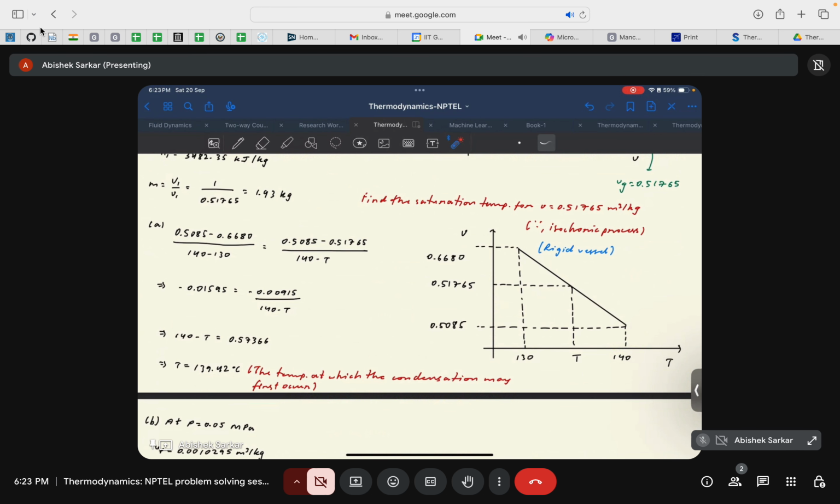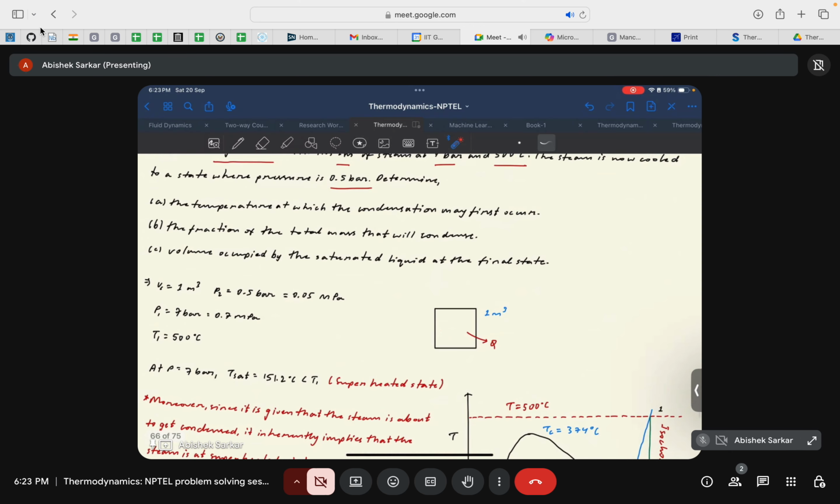Let's look at the second question. The second question is the fraction of the total mass that will condense. I'll give you some time to think about it.